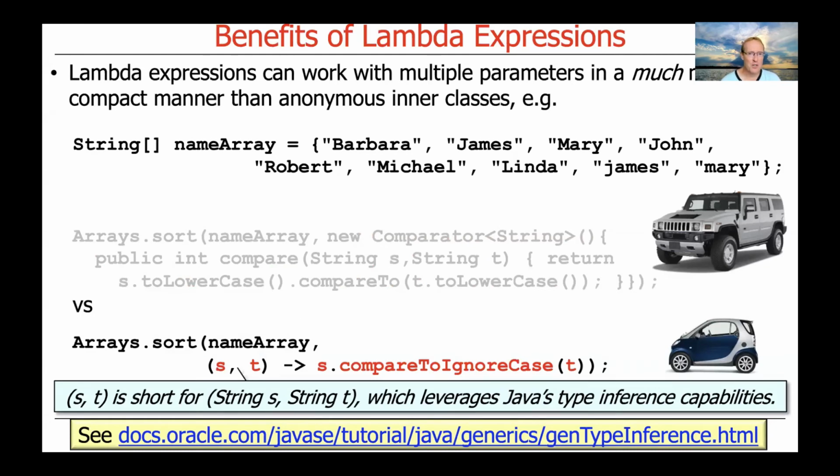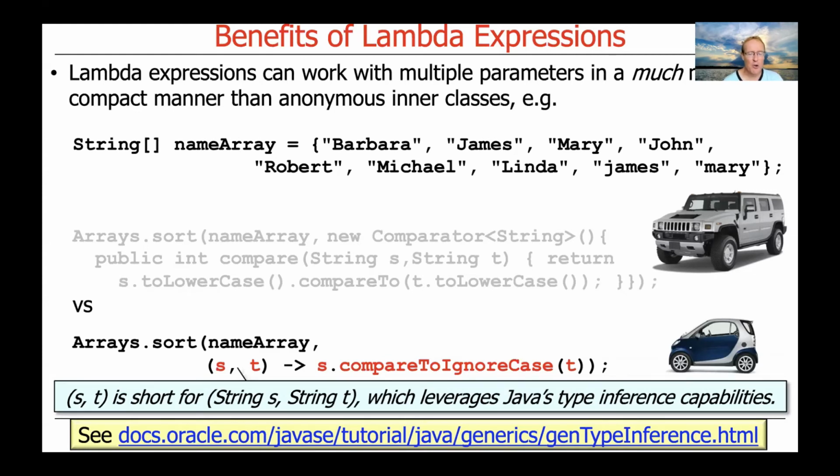I said before, the Lambda expression is kind of like a smart car. It's much more concise, much more lean. I don't think it's mean, but it's lean. You can see here that we say Arrays.sort(nameArray), just like we had done before. That part's the same. But then what comes next is much more concise. We say open paren s comma t, close paren, which is just shorthand for String s, String t, which leverages modern Java's type inference capabilities. It can deduce the types just from the names. And then we basically say compare s to t while ignoring case. So uppercase and lowercase characters will be compared the same.